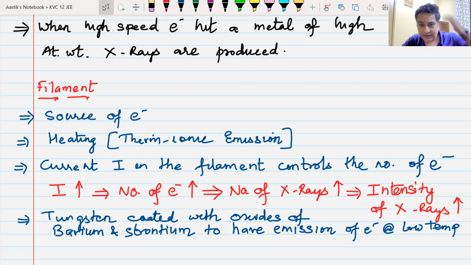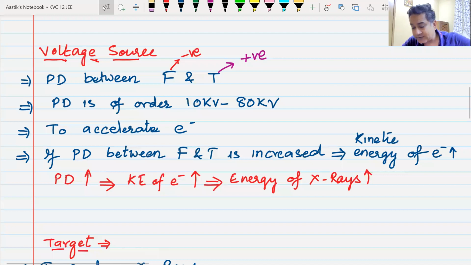The more the current in the filament, the more heat is generated, and more are the electrons and more are the X-rays. If you want to control the quality of X-rays, hard or soft X-rays, high frequency X-rays or low frequency X-rays, you have to change the potential difference between the cathode and the anode. Do we remember this? In today's class, we will deal with the types of X-rays.